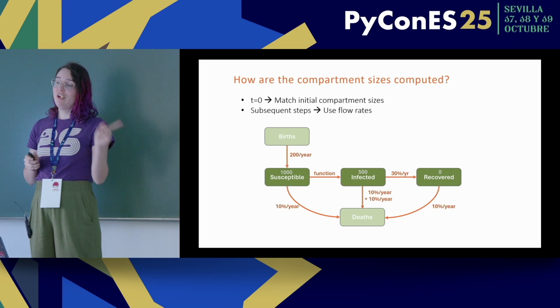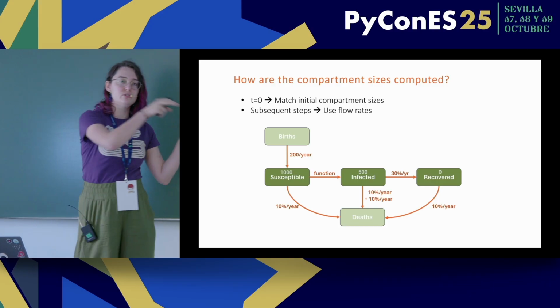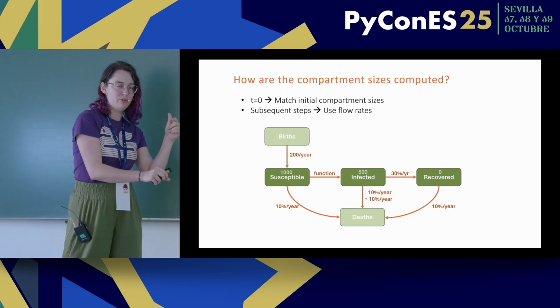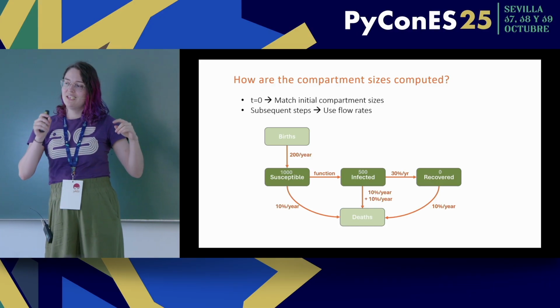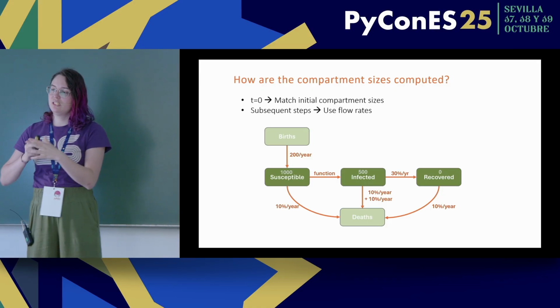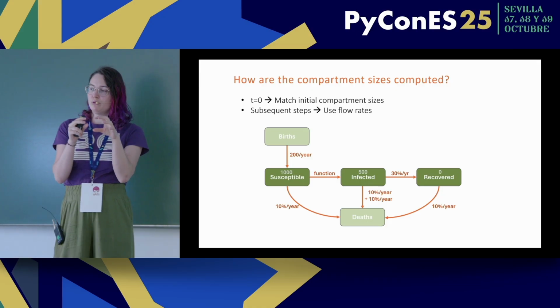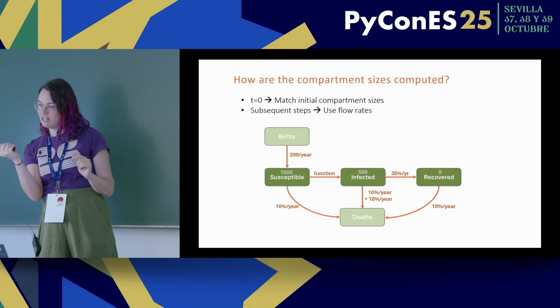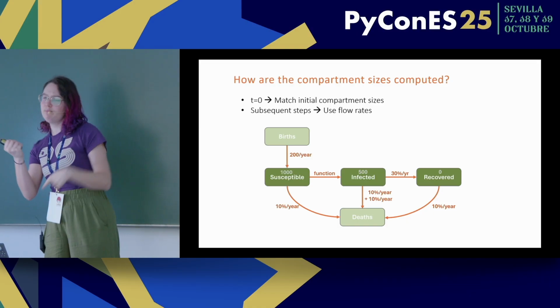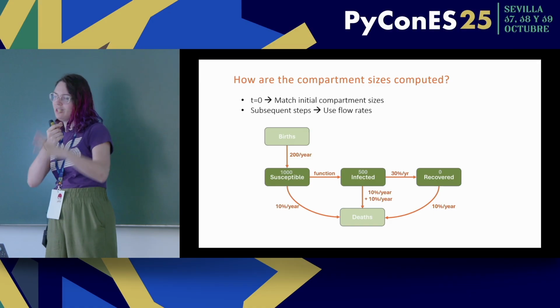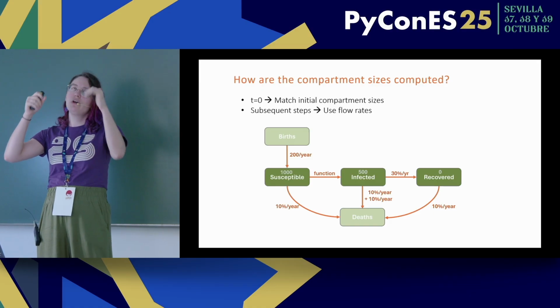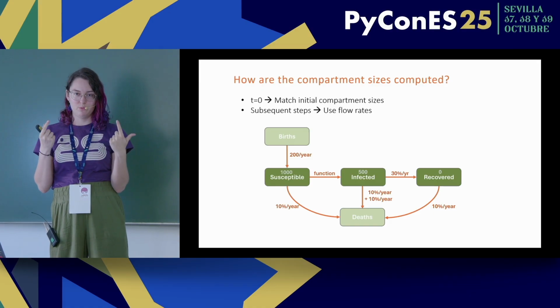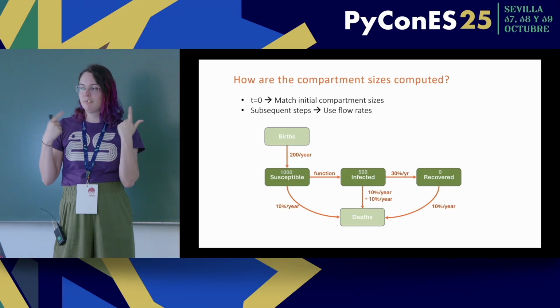But then for every subsequent time step, it's going to use the previous time step, look at the flow rate, do an integration, and that way at each step, it's going to see, okay, so these many people flow into susceptible from births, but then some flow into infected via this function, and then 10% per year flow into deaths. So then I'm going to make this calculation, and okay, this is the new number of people that are susceptible. And at each step, it's making that calculation.